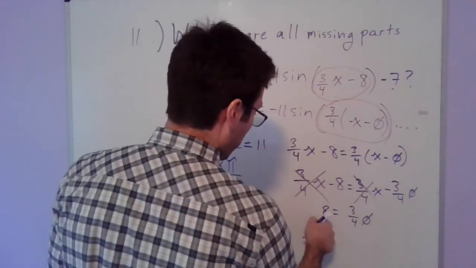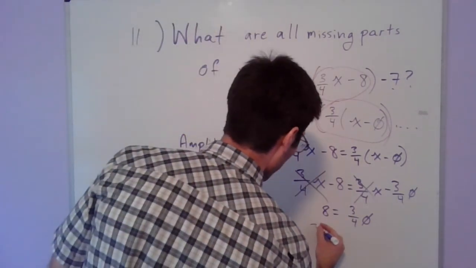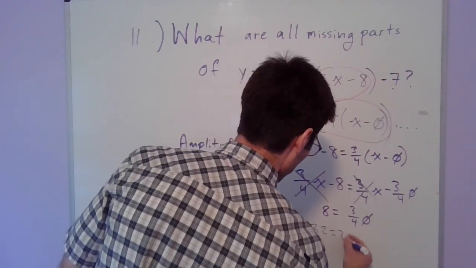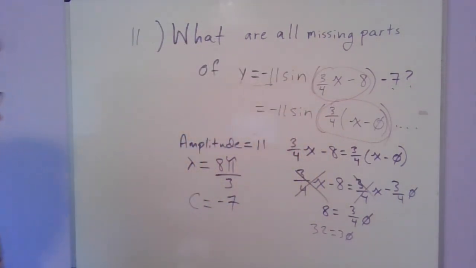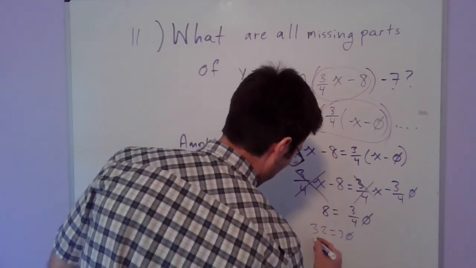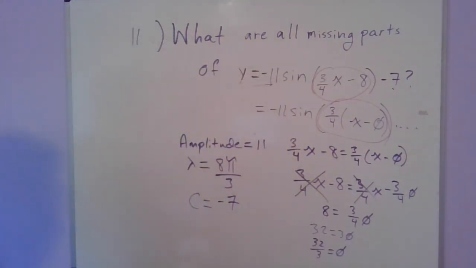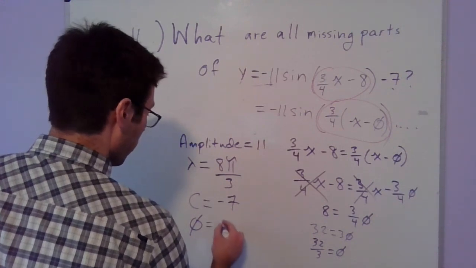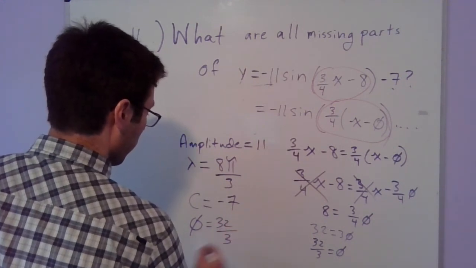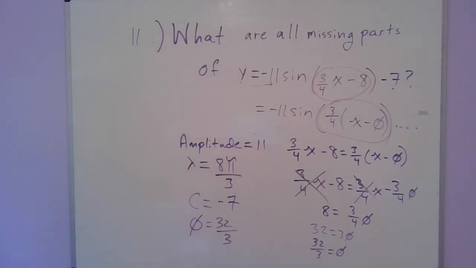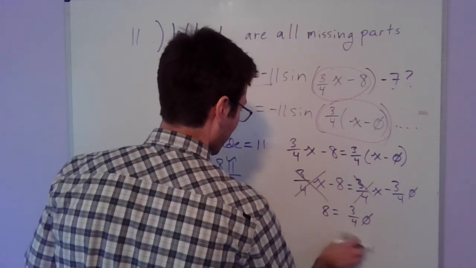At which point I multiply both sides by 4. I get 32 is equal to 3 times phi. I divide both sides by 3. I get 32 divided by 3 is equal to phi. So I just divided both sides. So our phase angle is equal to 32 over 3. That's how you do that one.